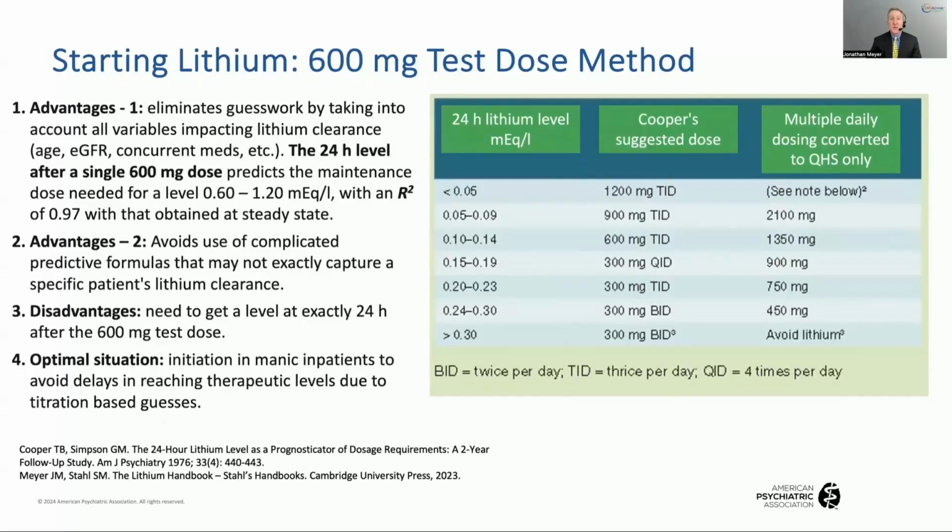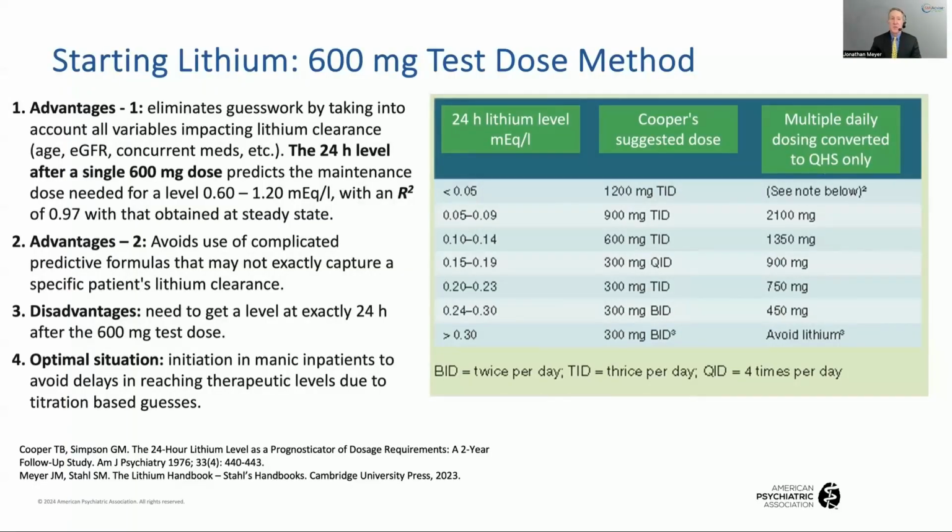There is a test dose method, though, which is very interesting. The idea, and this is done reliably in large groups of people, is that from the 24-hour level after a single 600 milligram dose, it can predict what your maintenance dose will be to keep your level, which back then was in the therapeutic range of 0.6 to 1.2, with an extremely high correlation coefficient.